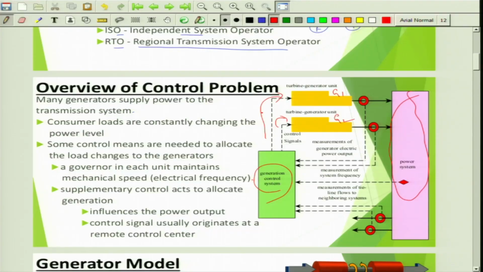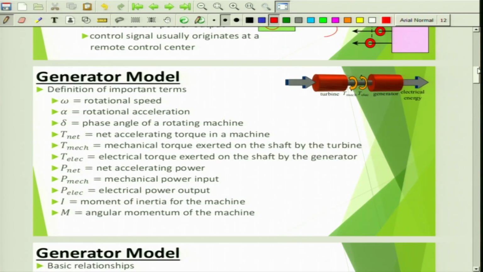Otherwise, if you take a control action and push one single generator or a couple of generators to manage it, they will be overburdened, and it will not be fair sharing of the change in load. So, the change in frequency which occurs due to a change in load needs to be managed by all the generators. Hence an individual control signal is generated from the main control center and the appropriate action is taken. Measurement of tie line flows to neighboring systems is also managed by this generation control system. We need to define different models.